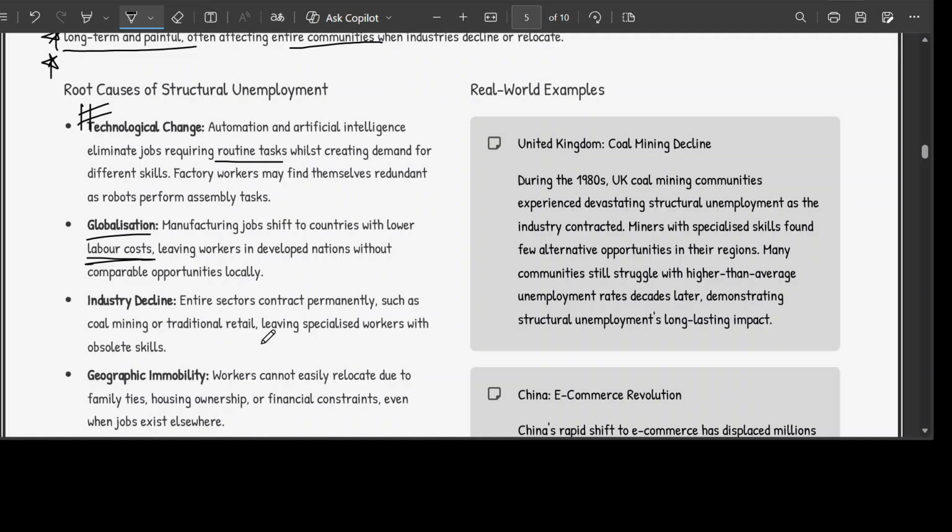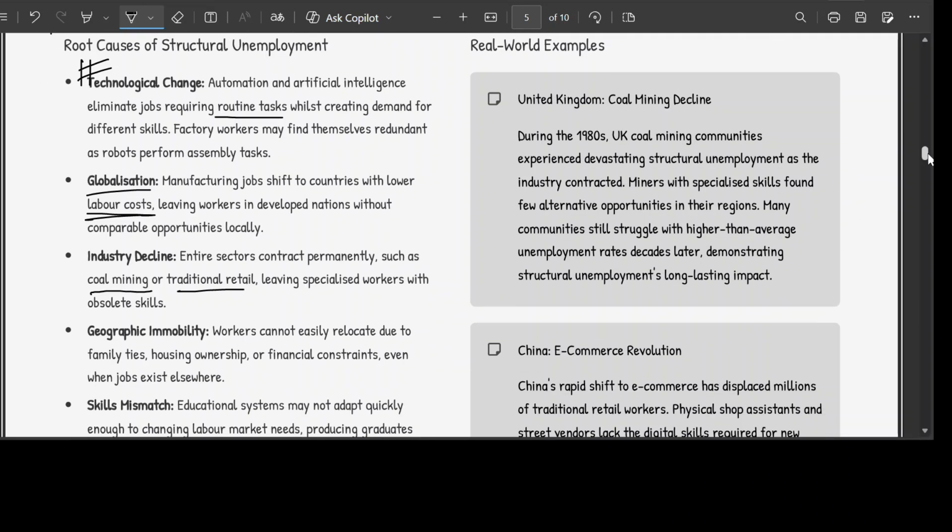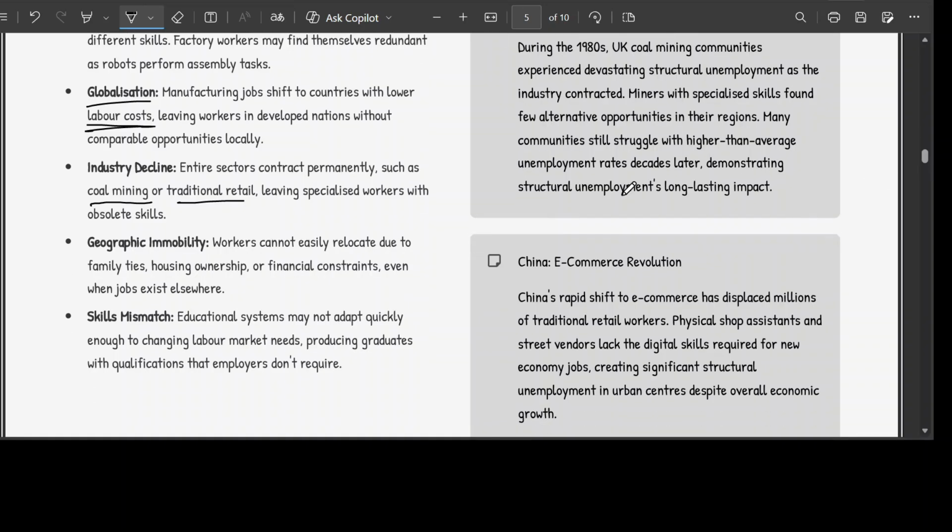Next is industrial decline. That means different kinds of industries are now declining, and newer, non-conventional industries are coming up. Industries such as coal mining and traditional retail are leaving specialized workers with obsolete skills. Then geographical immobility: workers cannot easily relocate because of family ties, housing ownership, or financial constraints, even when jobs exist elsewhere. So these are the reasons because of which structural unemployment persists.